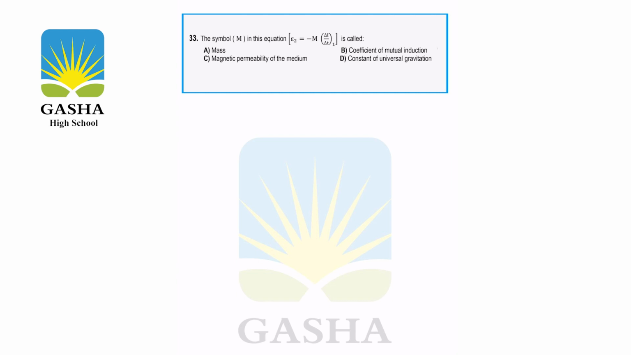Question 33. Here we have a rule which says epsilon is equal to minus M delta I over delta T. That's mutual inductance. When there is a change in current in a time interval, then electromotive force is induced inside the coil or solenoid. So M in this rule is not a mass, is not a magnetic permeability, is not a constant of universal gravitation. That's the coefficient of mutual inductance. So B is the correct answer.